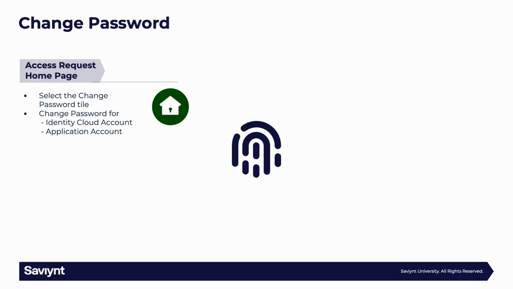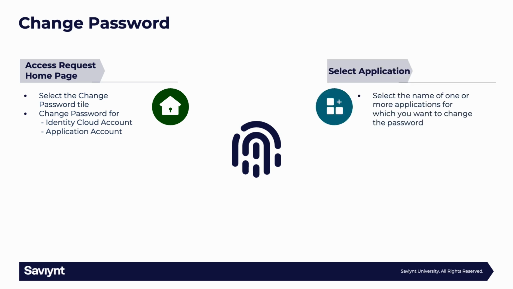You must start from the Access Request homepage and select the Change Password tile. You can change the password for either an Identity Cloud account or an application account. Next, move on to Select Application. Here, you will pick the application or applications for which you want to change the password.